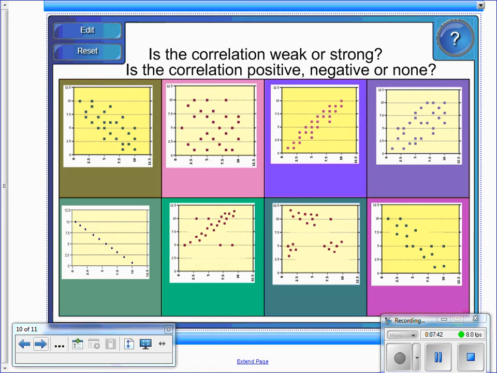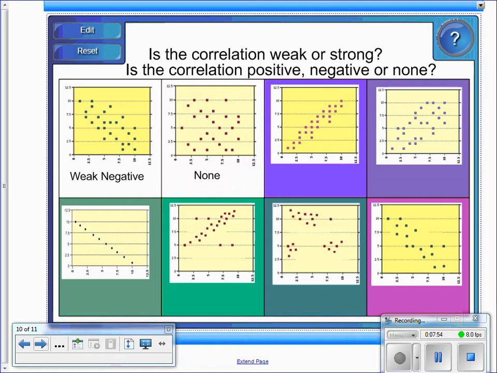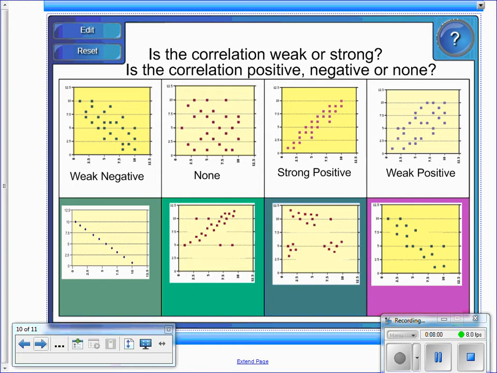Is the correlation weak, strong, positive, negative, or none? So this first one, weak, negative. The points are far away. This one, none. Here we definitely have positive, and it's pretty strong. Here again we have a positive, but it's not very strong. It's scattered, we can see it, but it's not strong.